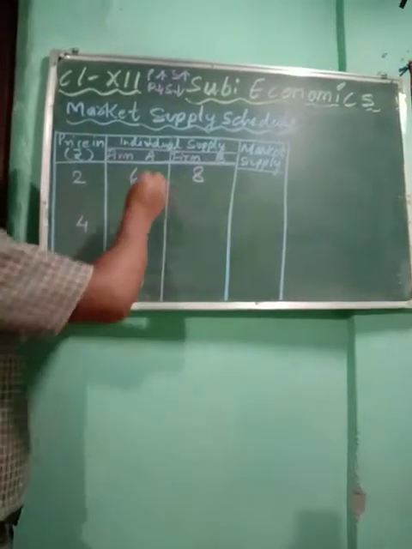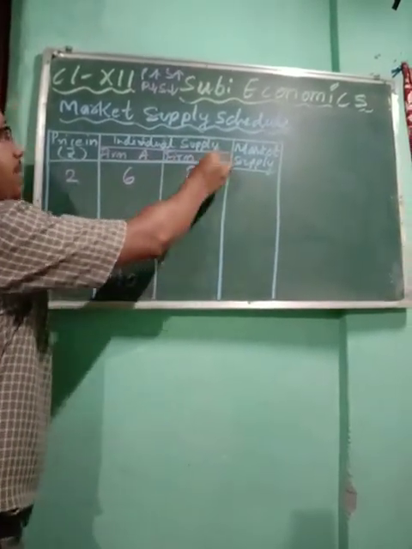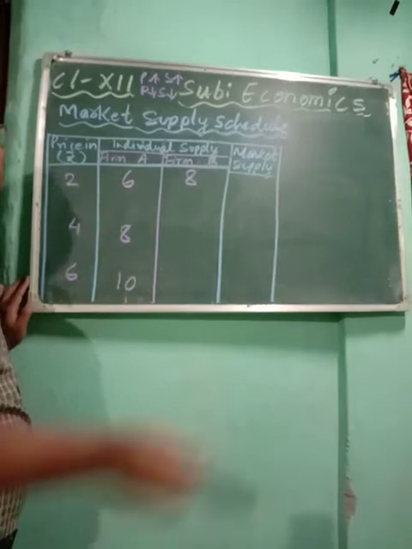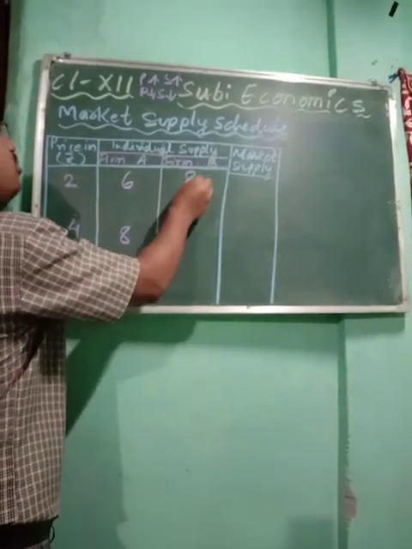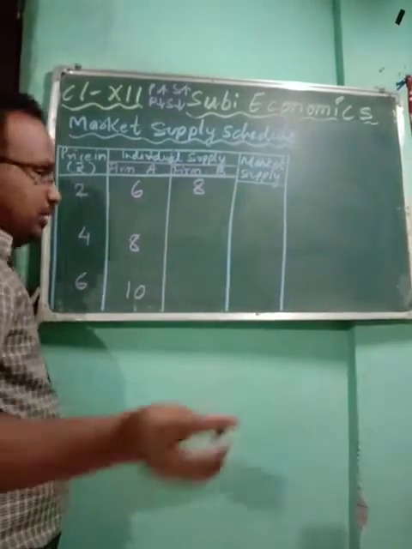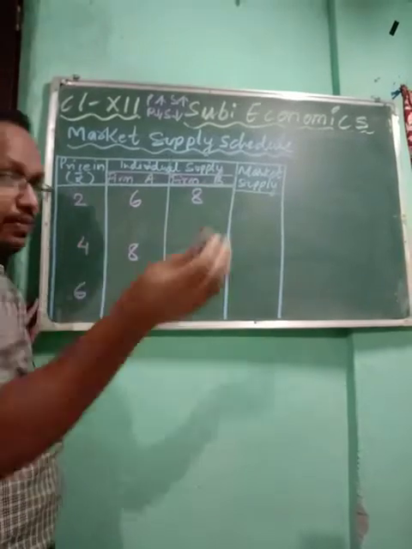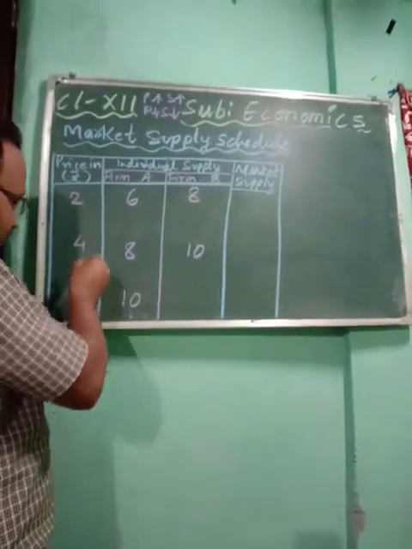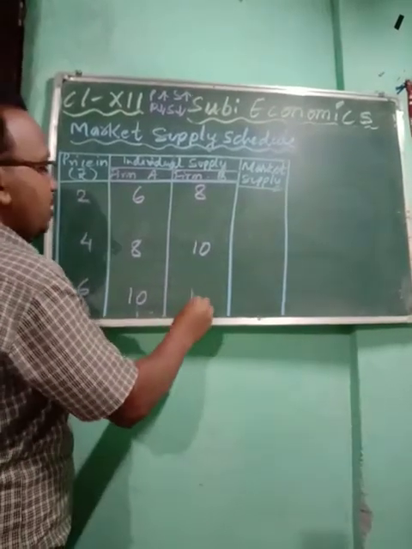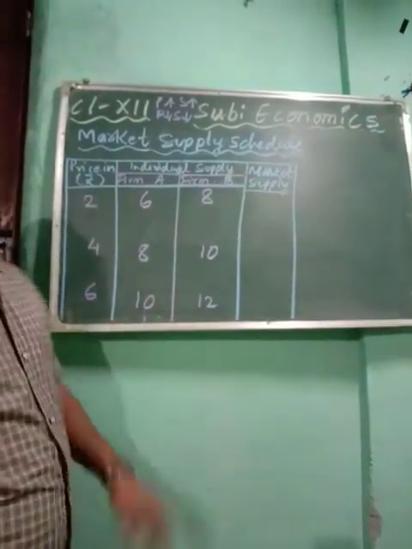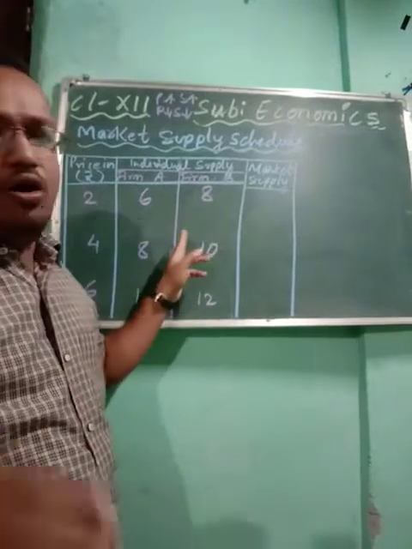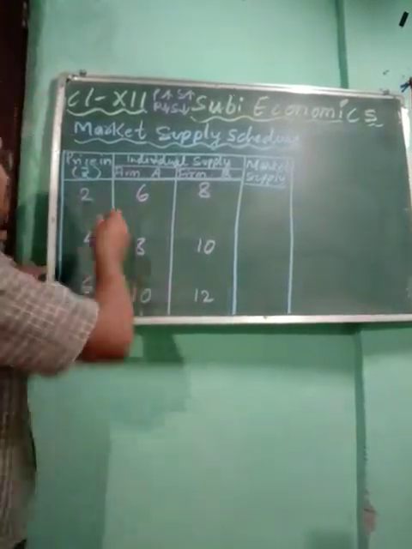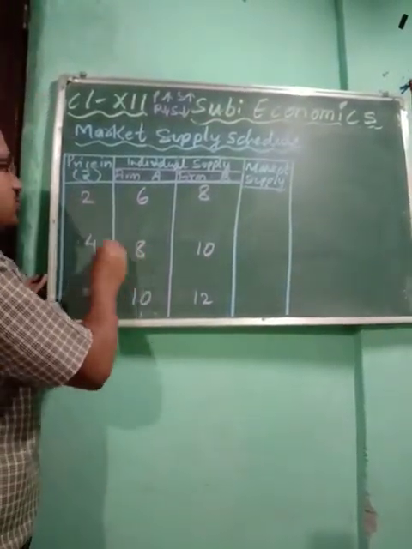Now you see, a firm B can supply 8 units of the commodity when the price is 2. As the price increases, supply will increase. Maybe they supply 10 units, and when the price increases further, maybe 12 units of the commodity. So you see here also the law of supply is applicable. As price increases, supply increases.